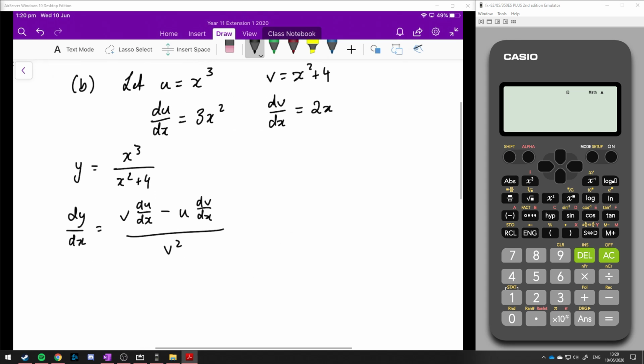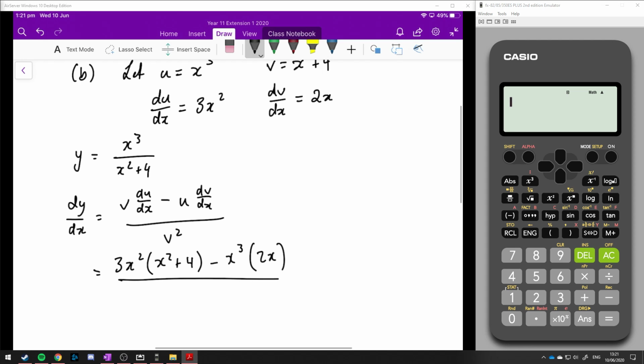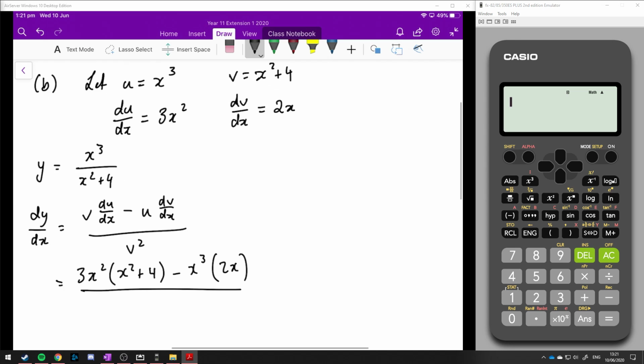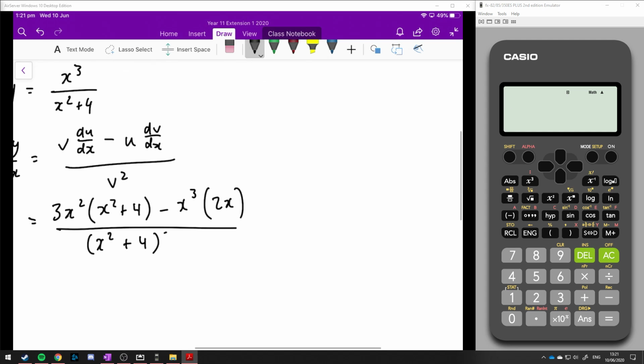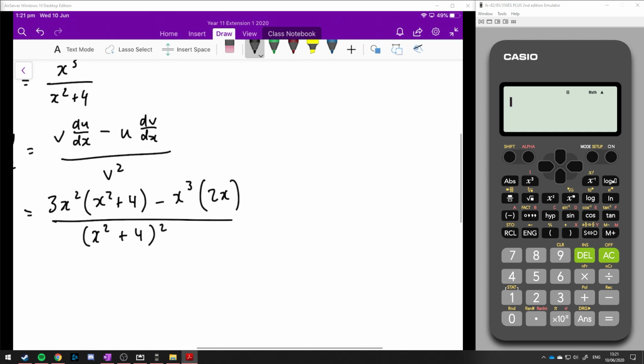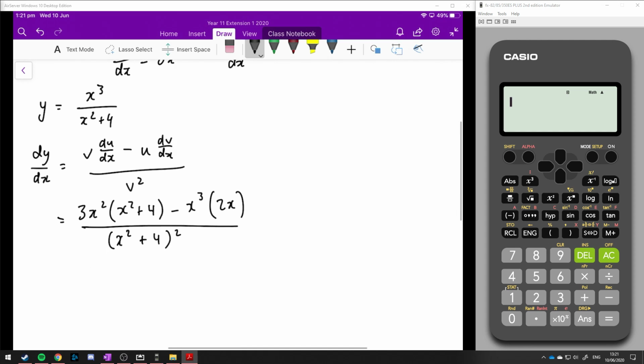Let's substitute the values in. du/dx is 3x squared, lots of v, which is x squared plus 4, minus u, which is x cubed, lots of dv/dx, which is 2x, and that's all going to be over v squared. In this case that is (x squared plus 4) all squared, because it's v squared. So back up here, our v is x squared plus 4, and we just square that.